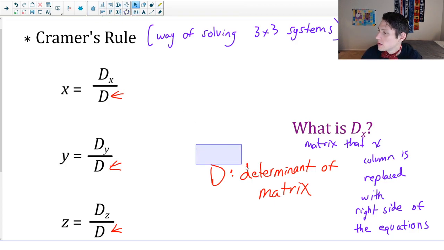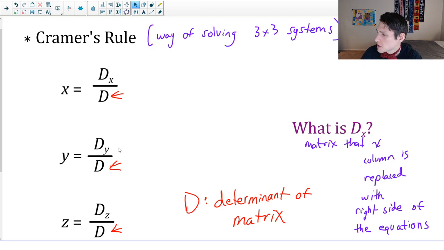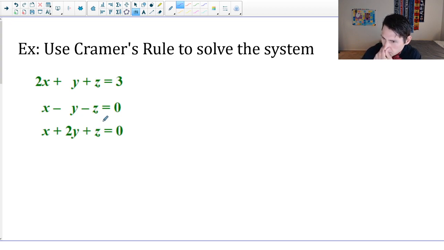Okay, so D is just the determinant. So all of these just have this capital D in the denominator. But this Dx and Dy and Dz, so this one will replace the x column, this one will replace the y column, this one will replace the z column. Okay, so let me show you what that looks like. All right, use Cramer's rule to solve the system.